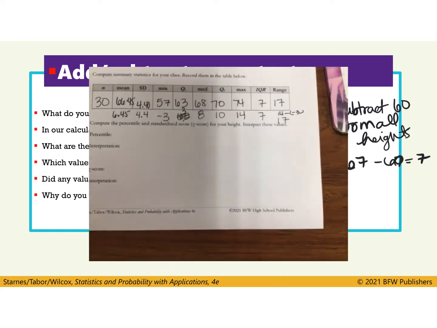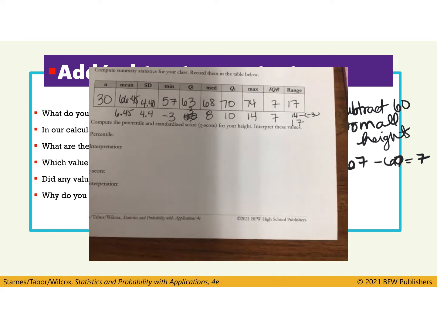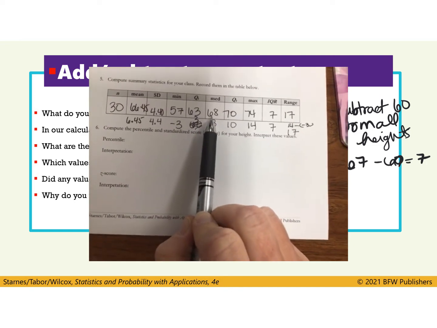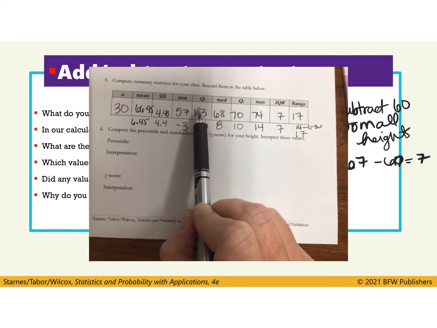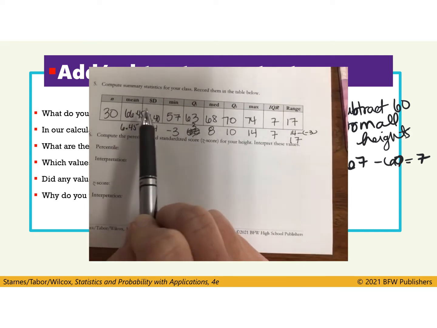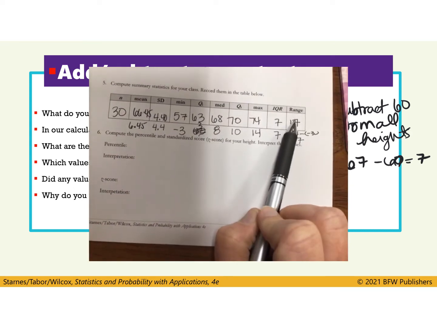So I moved everything down 60. It changed all of my measures of position and location, minimum, Q1, median, Q3, max, mean, but it did not change my measures of spread.